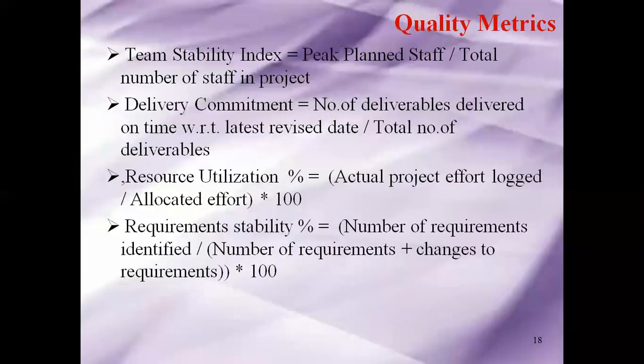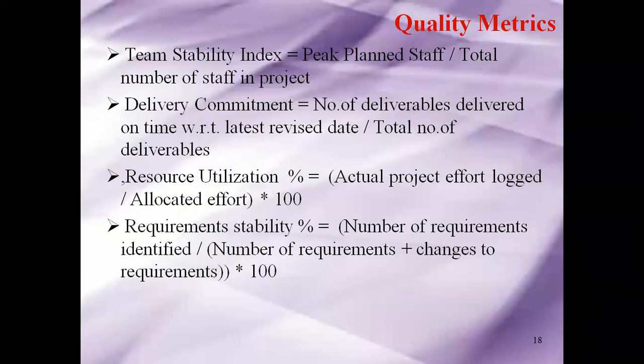This again, I've given for your information. All these are quality metrics. There's a team stability index, which we usually use for peak plant staff for that particular project and so on. When you look at your Microsoft Project, these can all be put in there. And you also have to look at the resource utilization and requirement stability. What is interesting in this particular 18th slide is requirement stability.